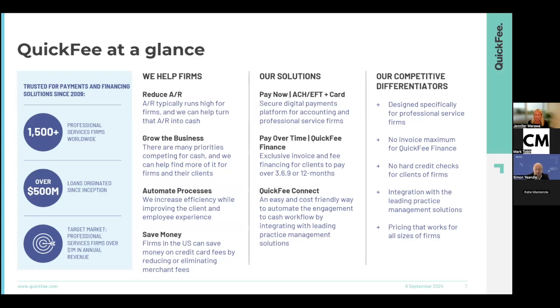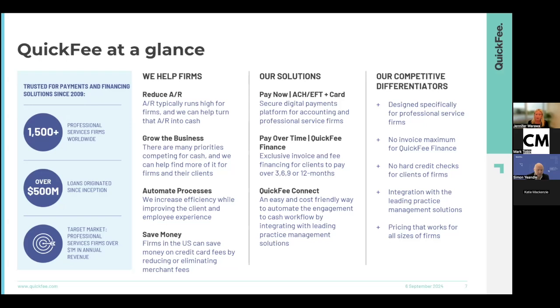There are many priorities competing for cash, and we can help find more of it for firms and their clients. Third, they want to automate their processes. We increase efficiency while improving the client and employee experience. And finally, they want to save on fees. Firms can save thousands and sometimes hundreds of thousands of dollars on credit card merchant fees simply by passing the credit card surcharges on to their customers. Now let's take a look at our solutions.